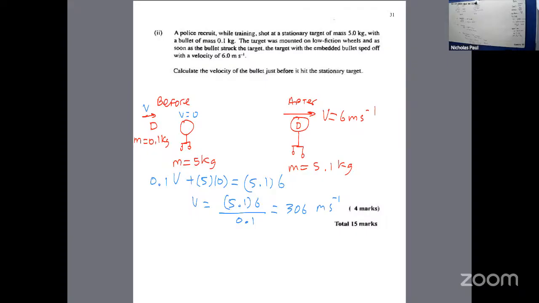All right, online? Anybody got that? You got that? Right? 306 meters per second. I think we can squeeze in one more. Yes.